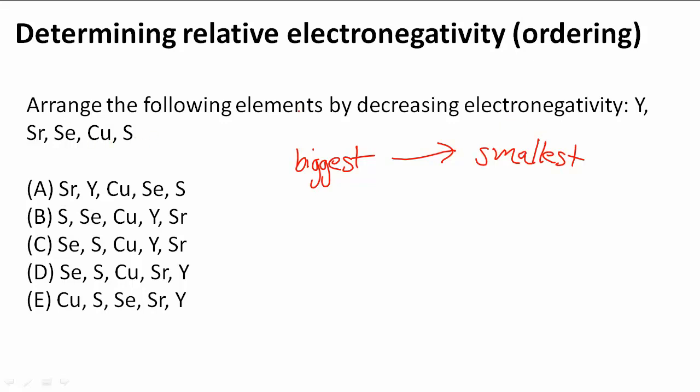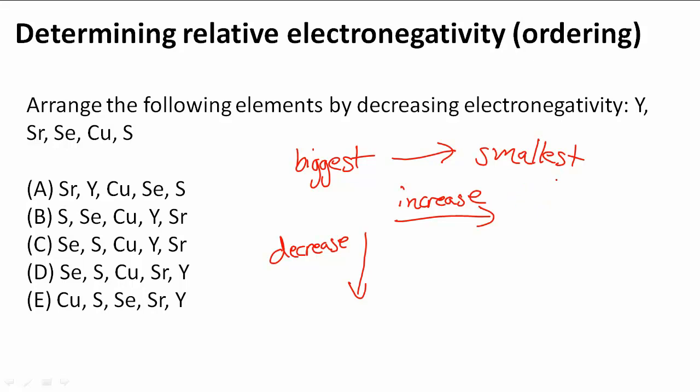So when I look at a periodic table, I have to remember that when I move from left to right, I increase my electronegativity, and when I go from top to bottom, I decrease my electronegativity, because we don't have that much attractive force. So as I go to the right, I'm going to look for elements that are closer to the right.